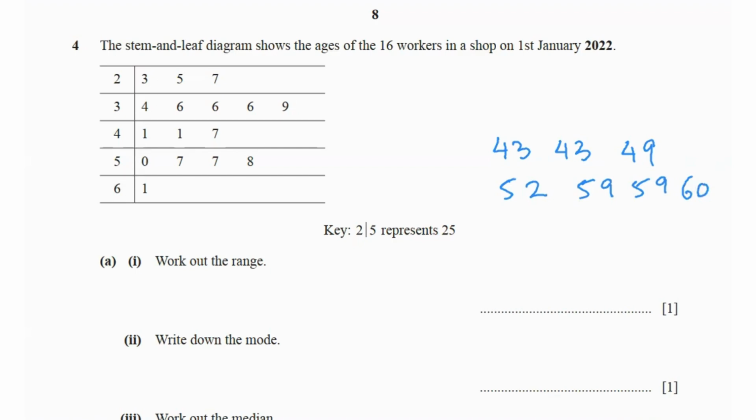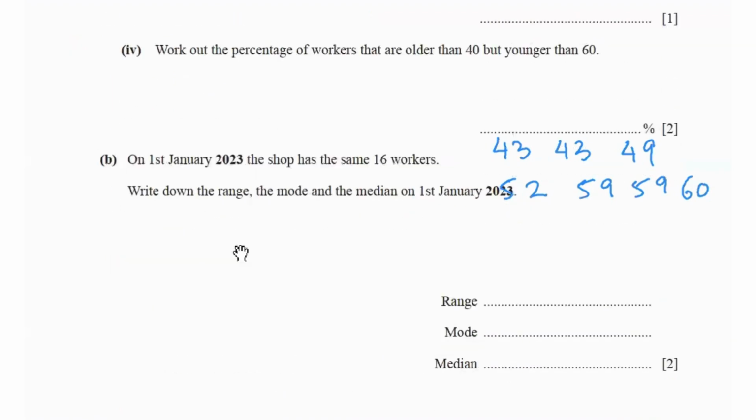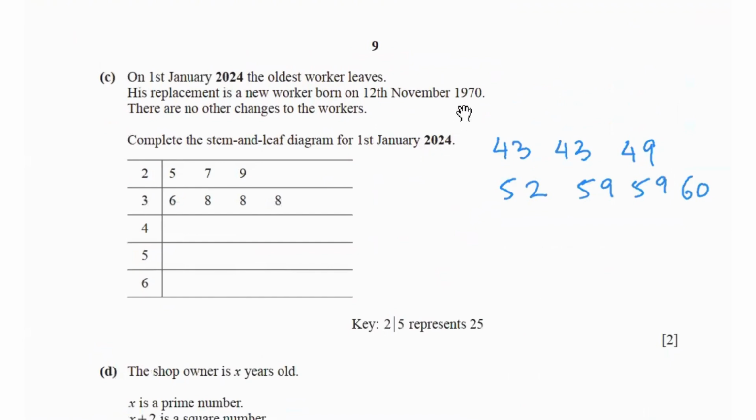And the last person has left. And he has been replaced by someone who was born in 1970. Someone who was born in 1970 would be 54 years old in 2024. So this was the new person.